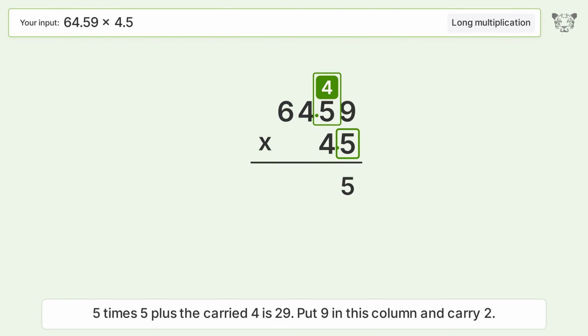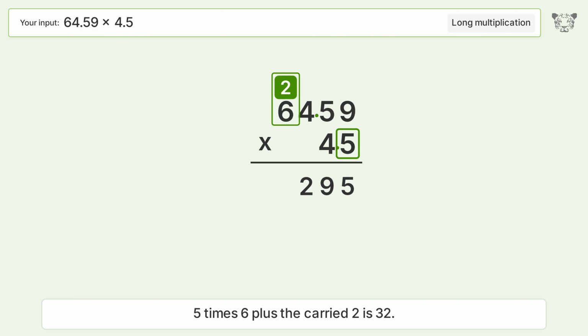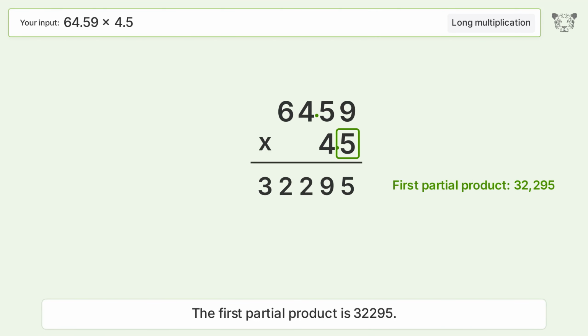5 times 5 plus the carried 4 is 29. Put 9 in this column and carry 2. 5 times 4 plus the carried 2 is 22. Put 2 in this column and carry 2. 5 times 6 plus the carried 2 is 32. The first partial product is 32,295.